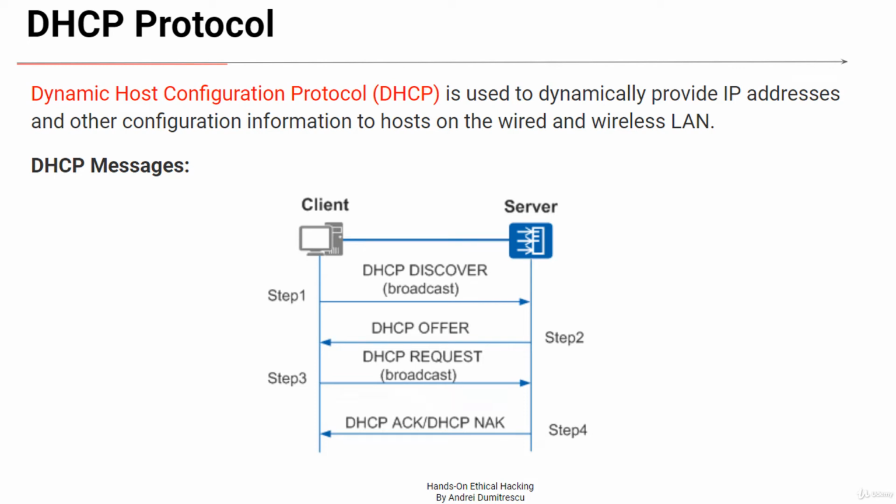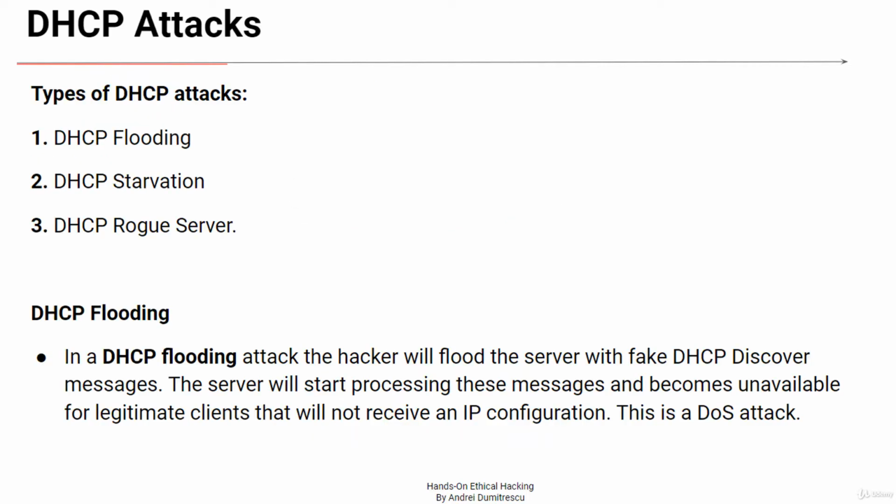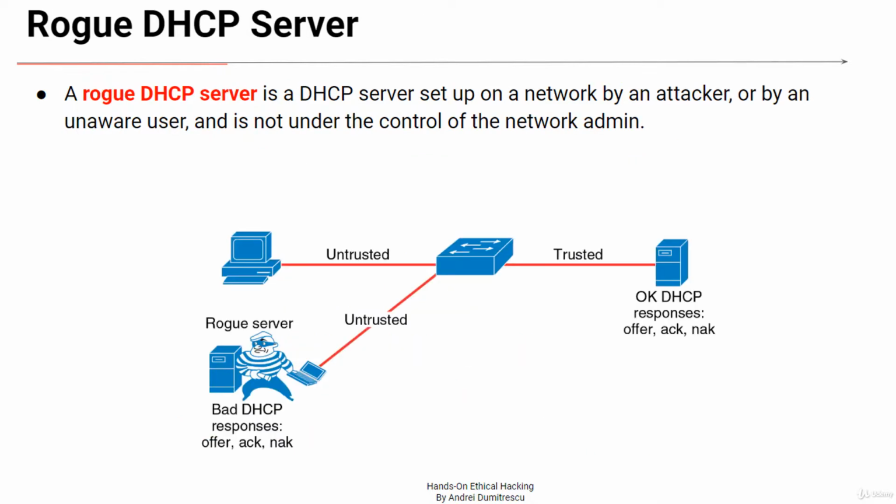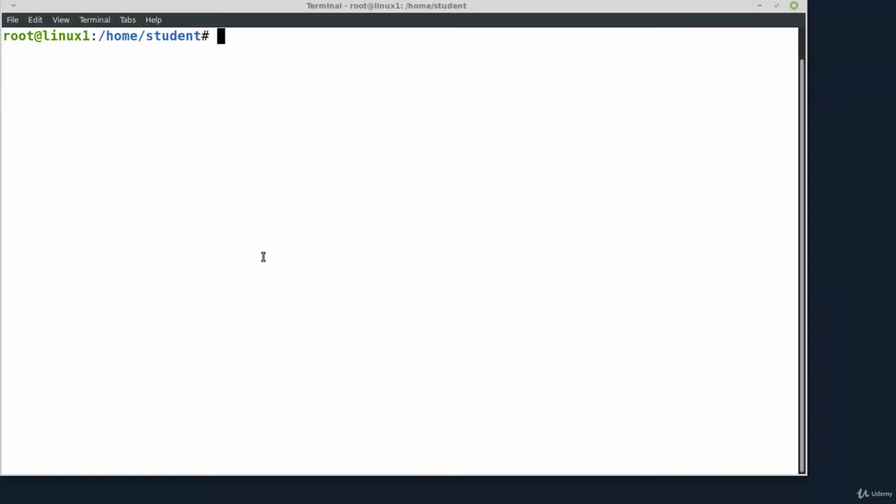Welcome back. In the last video, we have seen how DHCP works, what the security problems are, and how a hacker could attack the DHCP protocol. Let's move on and attack DHCP with a discover flooding attack. I'm gonna use Yersinia. We've already seen Yersinia before when I've shown you the CDP and STP attacks.